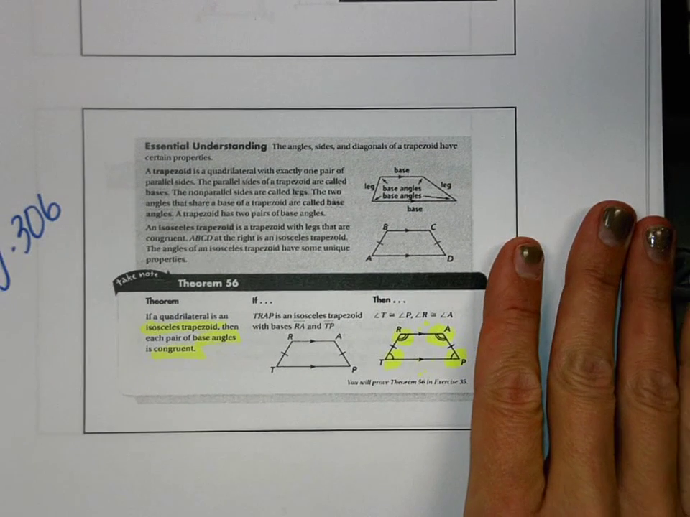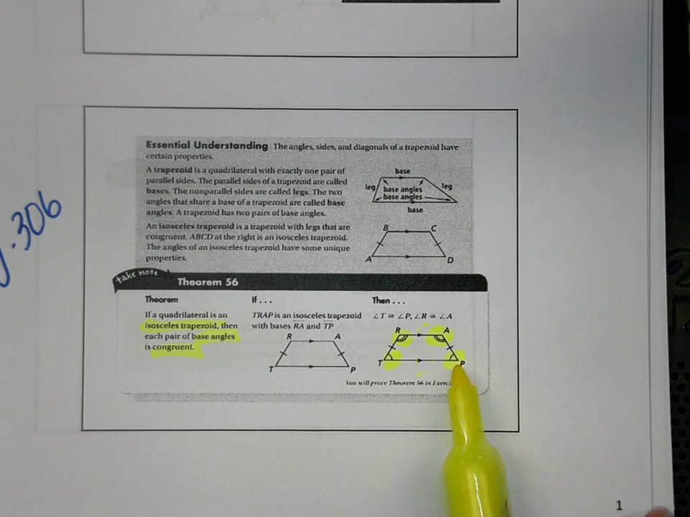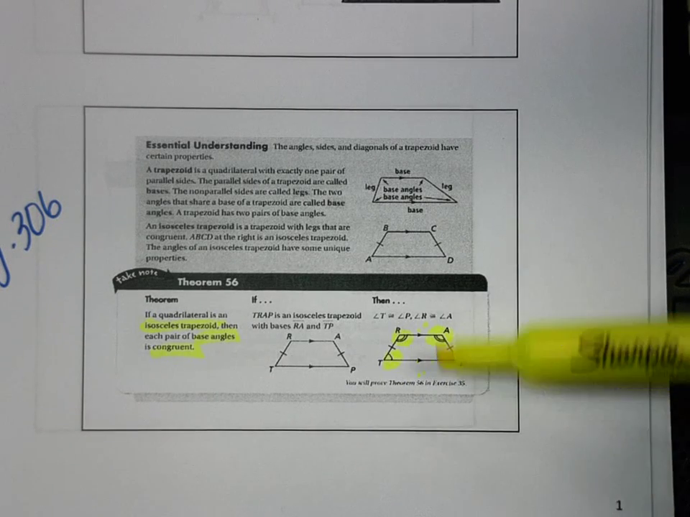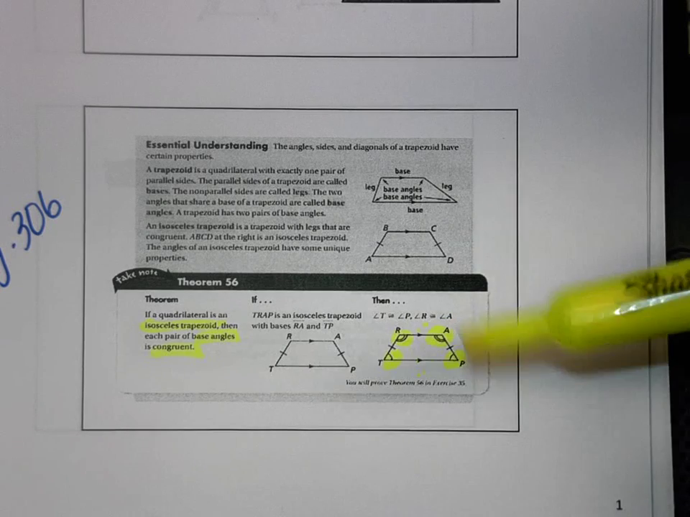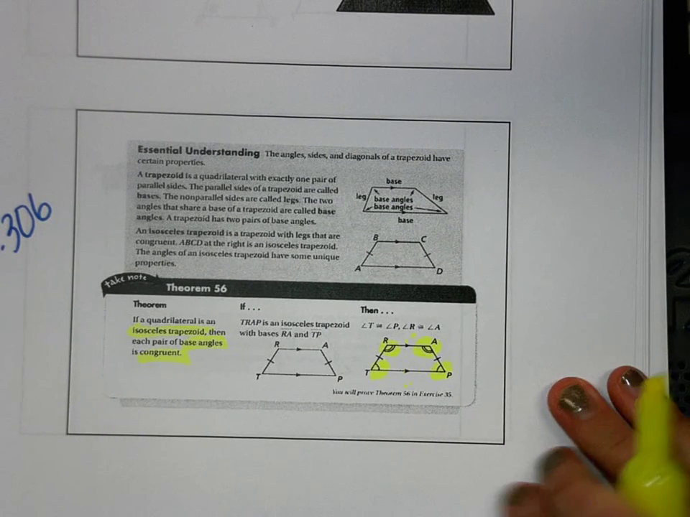On page 306, we are starting to talk about isosceles trapezoids. It tells you that if a quadrilateral is an isosceles trapezoid, then each pair of base angles are congruent. So if you look here, you can see that angles T and P are congruent, and those are base angles. And on top, angles R and A are also congruent, and those are also base angles.